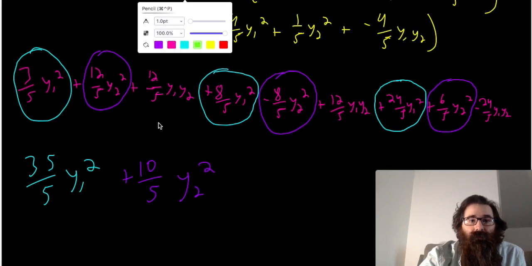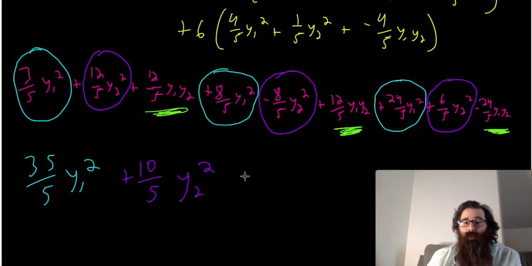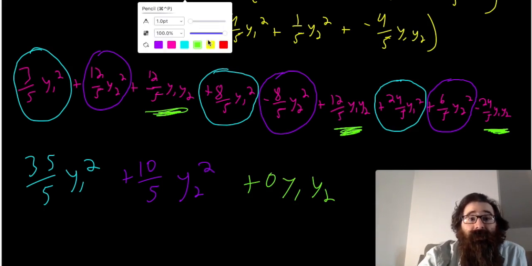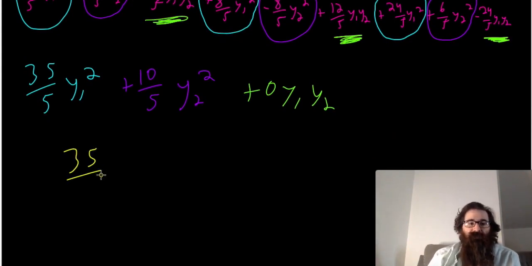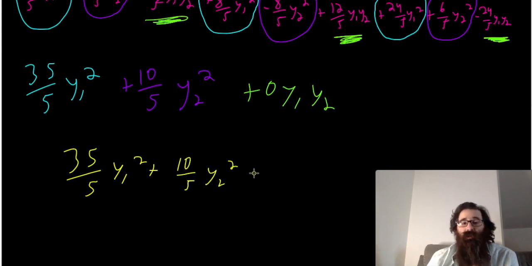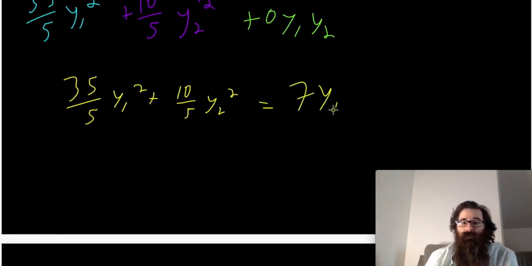is a mixed variable term. 12 fifths y1 y2 plus 12 fifths y1 y2 gives me 24 fifths y1 y2. And then I'm subtracting 24 fifths y1 y2. So that cancels. Give me 0 y1 y2. Which eliminates that cross product term. So I'm just left with 35 fifths y1 squared plus 10 fifths y2 squared, which we know we can reduce. So this is going to give me a 7 y1 squared plus 2 y2 squared.